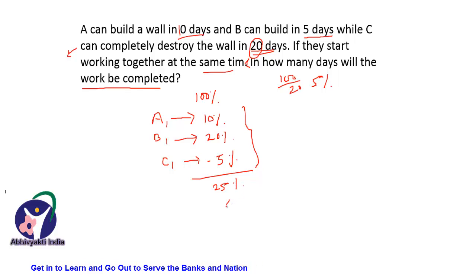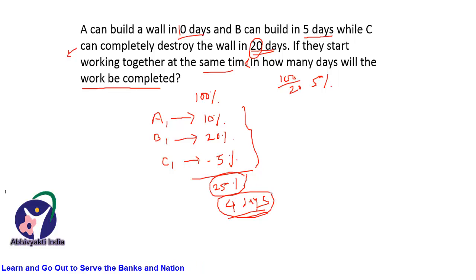So for 100% work, how many days will be required? 4 days will be required, because in one day 25% of work is done, and in 4 days it will be 100% of work. It is very easy. There is no need to write this many steps. Simply 100 by 10 is 10%, 100 by 5 is 20%, 100 by 20 is 5%, and you can write it as 25% directly.